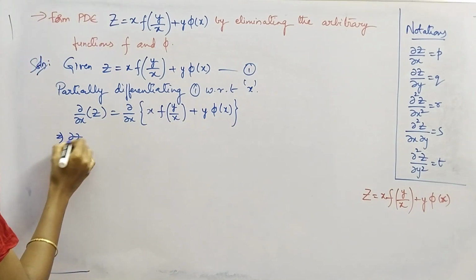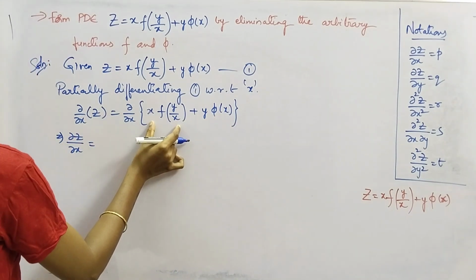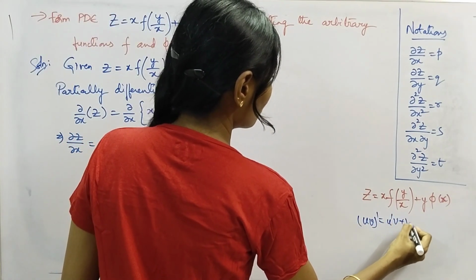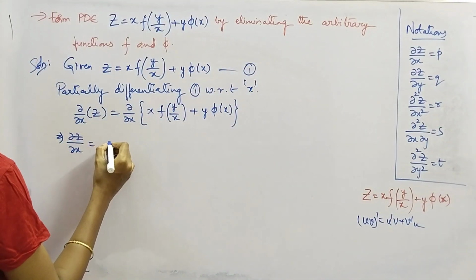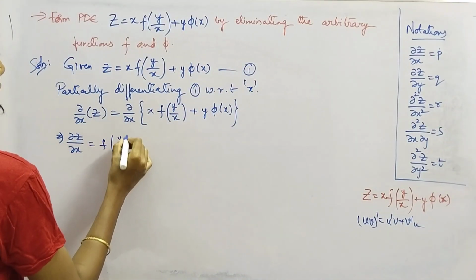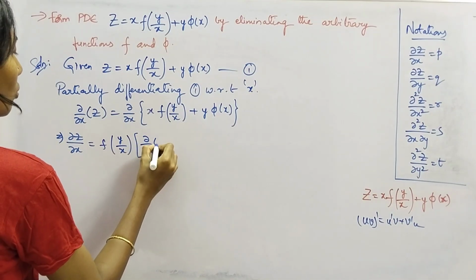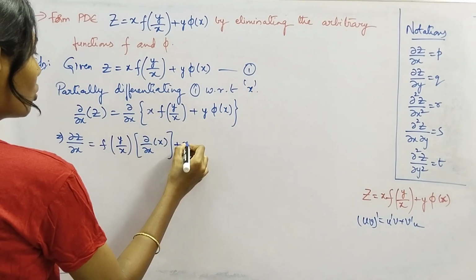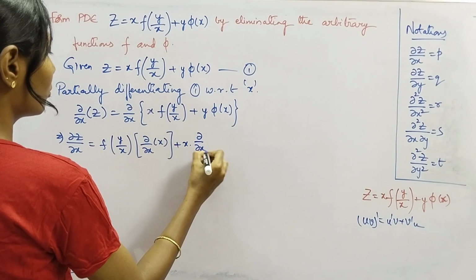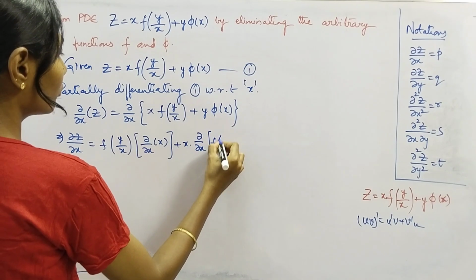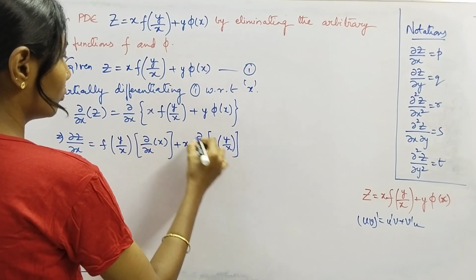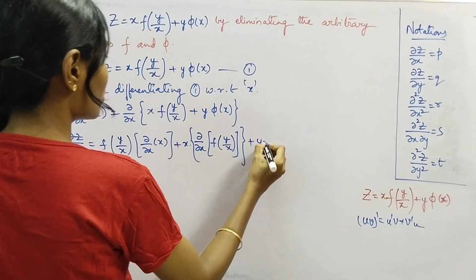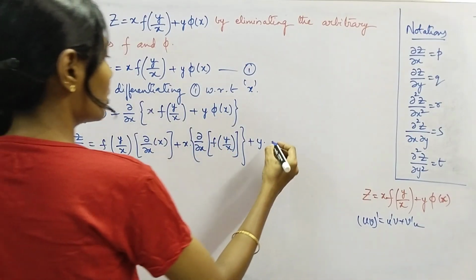This gives us dou z by dou x equal to, here you're having two functions, right? So we are going to apply the u v whole prime formula, that is u prime v plus v prime u. So you'll get f of y by x into dou by dou x of x, partial derivative of x, plus x into partial derivative of f, plus y, treated as constant, into partial derivative of phi of x, that is phi dash of x.